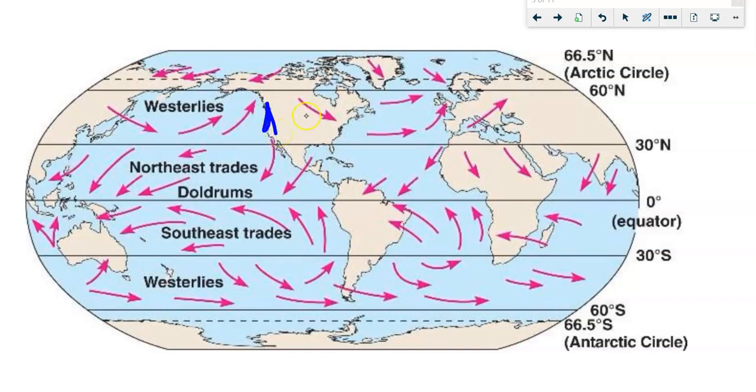But if you look at where we are in Colorado here, where is our wind coming from? It's coming across the United States. It's already dropped a lot of its moisture because of the rain shadow effect, which we'll look at in just a second.